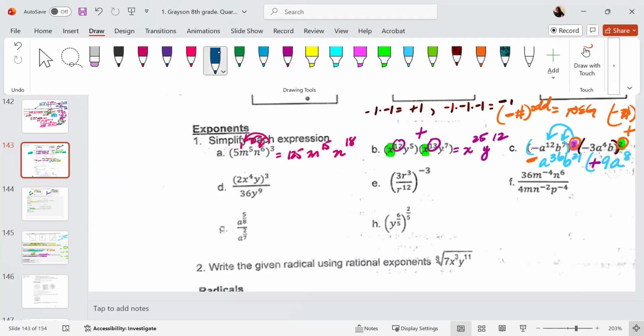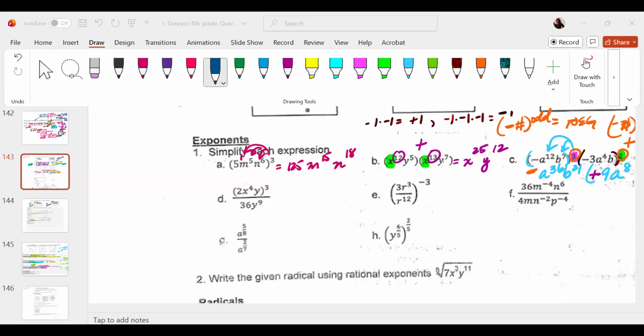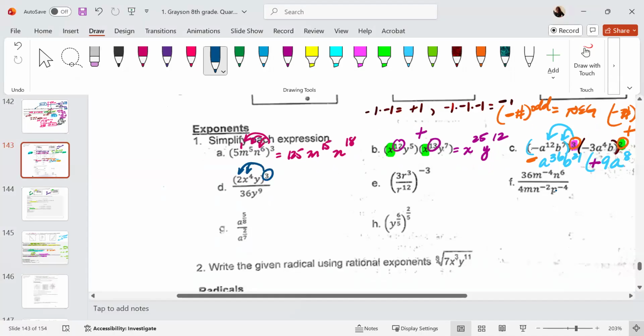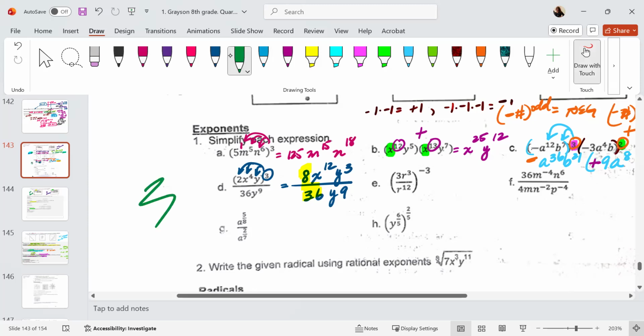Okay, I'm going to pause it. Go ahead and catch up. Okay, notice that there's a 3 right there. So you put it to the 2, to the x, to the y, which is 2 to the third is 8x to the 12, y to the third. Bottom stays exactly the same, right? 8 and 36, you can divide it by 2, right? Which then 8 becomes a 4.